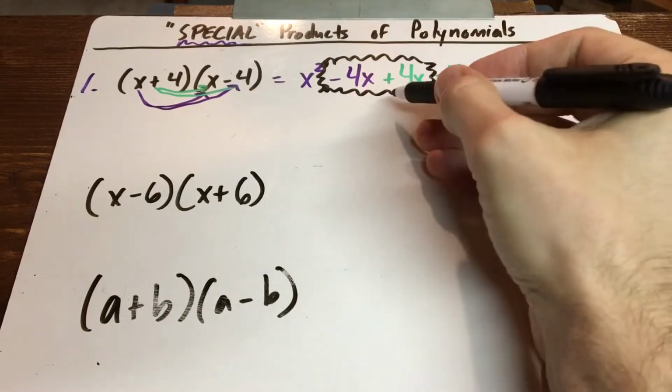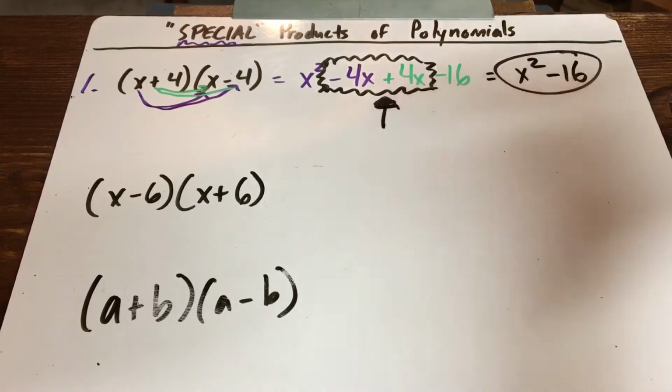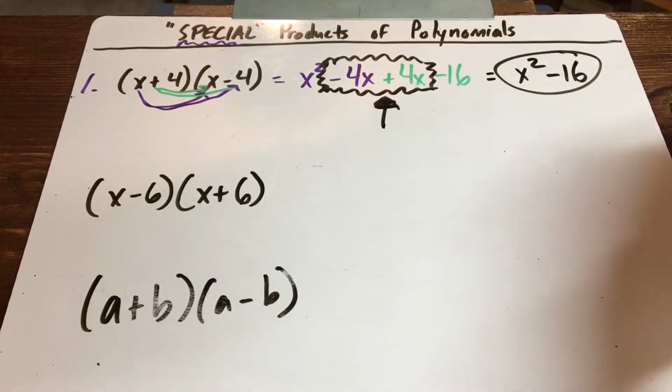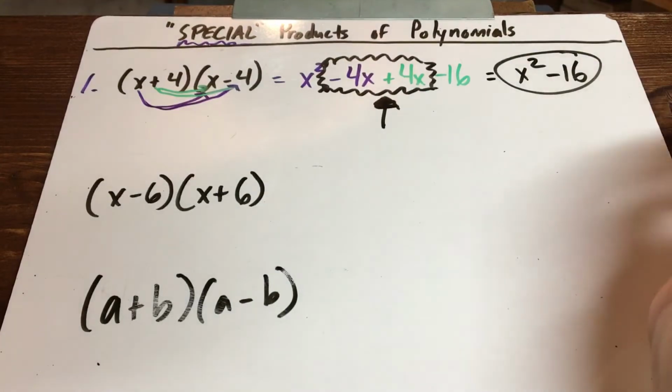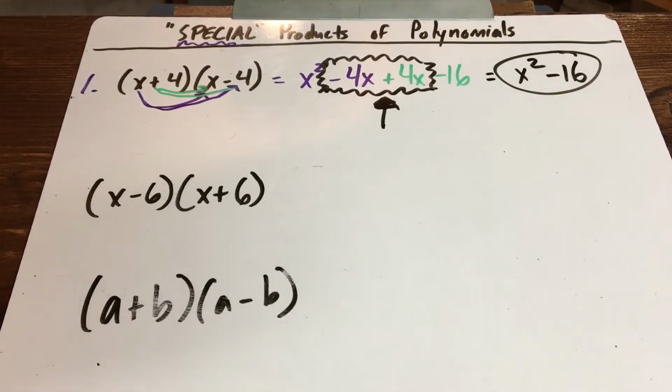What's special about it is these two terms in the middle will always cancel each other out. And so if you can recognize that at the beginning of the question, you don't have to go through all the distributing. You can kind of take a shortcut and get the answer in about 5 seconds instead of 45 seconds. Okay, so that's what the shortcut looks like whenever you work it out.